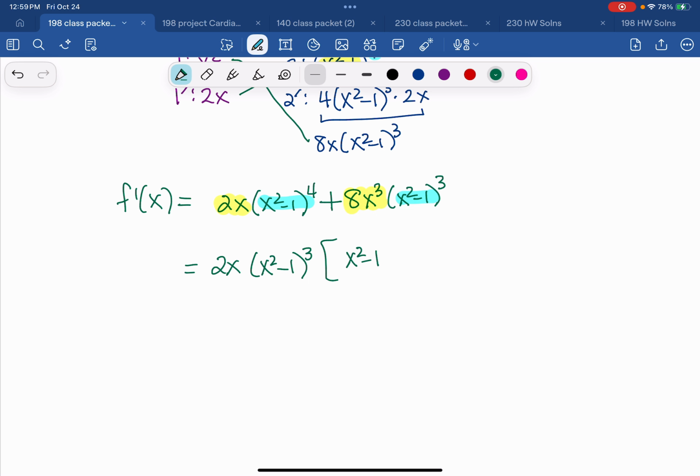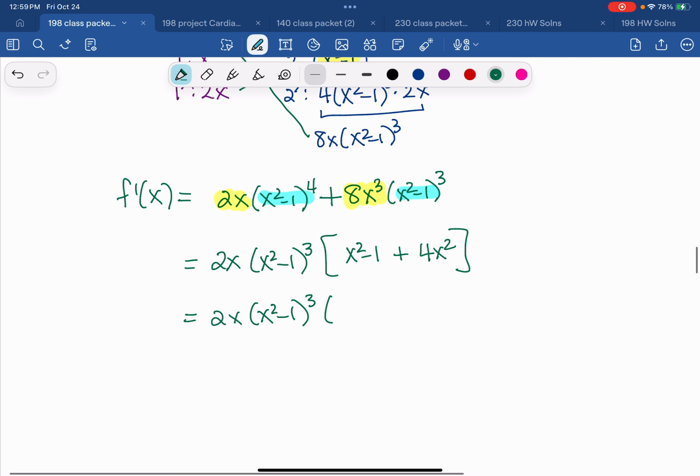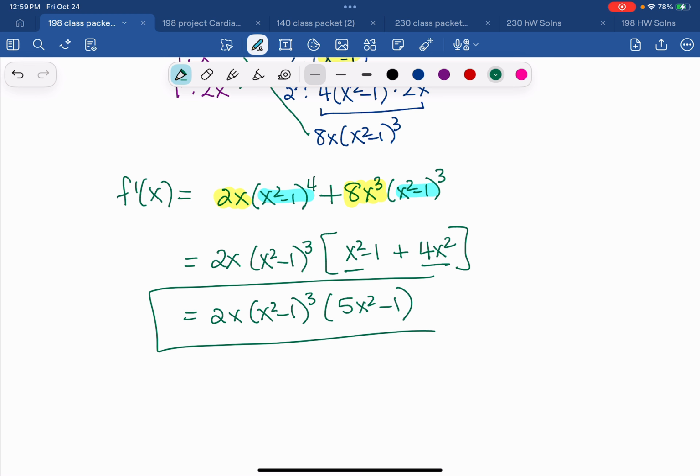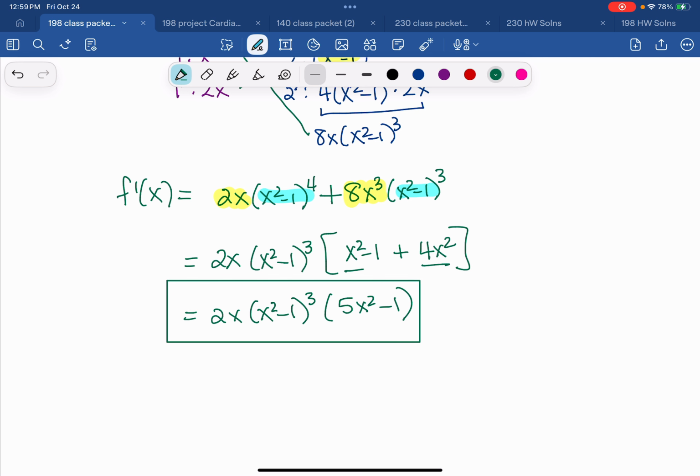And then when you look at that second piece, all 3 of the x squared minus 1s moved to the front, but only 2x moved of that 8x cubed. So if I take 8x cubed divided by 2x, that's going to give me 4x squared. And that means that my final answer here is going to be the 2x times the x squared minus 1 cubed. And then in here I can combine the like terms and make this 5x squared minus 1. And that's my final answer. And so my answer is a little bit cleaner.